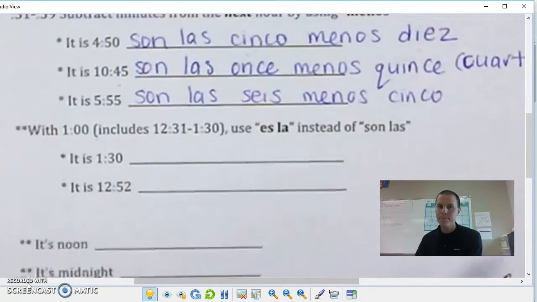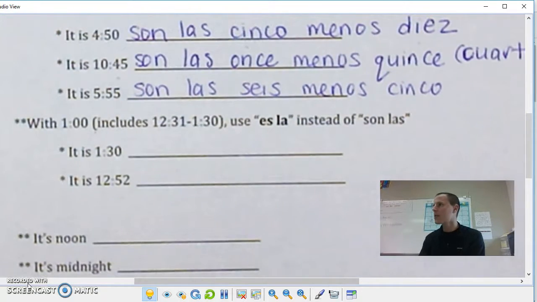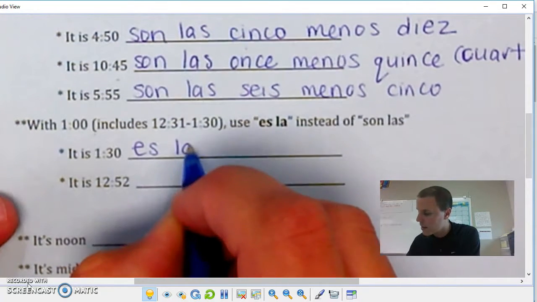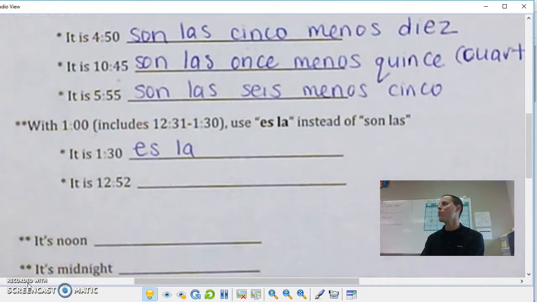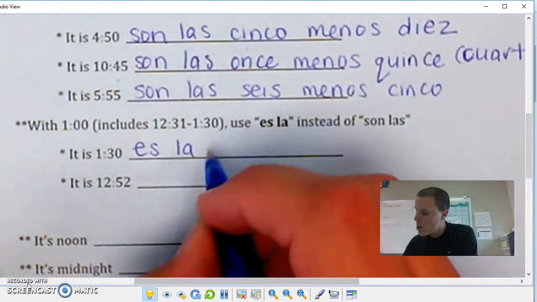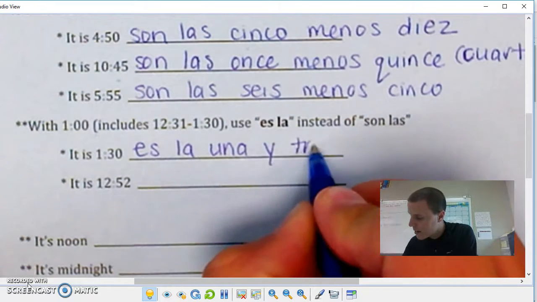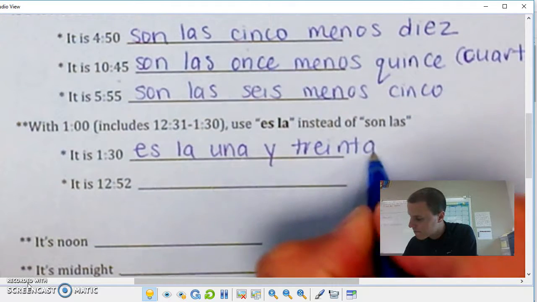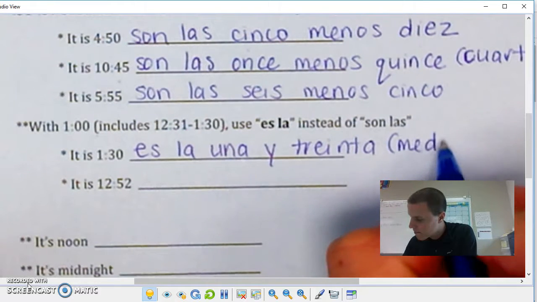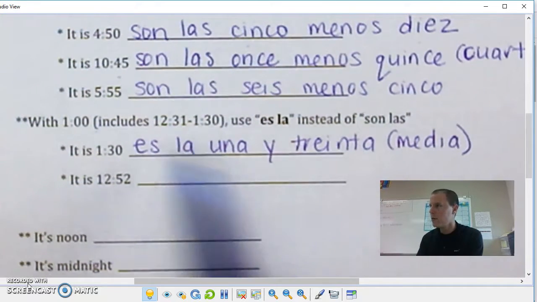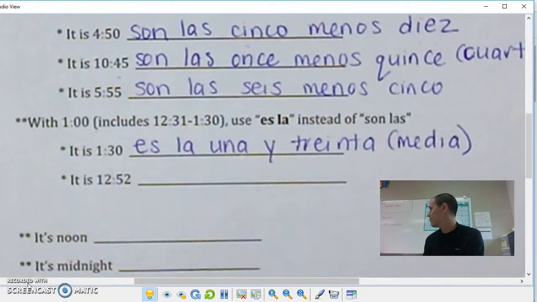Okay. Now, for 1 o'clock, we do not say son las. You say es la for 1 o'clock. Es la. And then the rest of our rules still apply. You're using y or you're using menos. Es la una y 30 or y media. Es la. The only thing different, it's not son las.